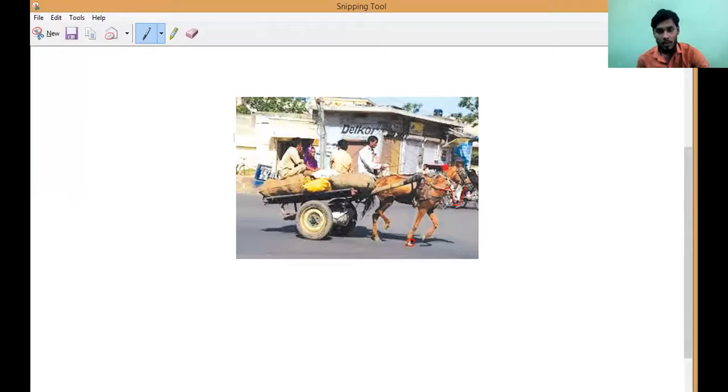So as we know, if it is trying to push the ground in the backward direction, what will happen? The ground will push it in the forward direction. So with its legs, the horse will try to push the ground backward. That backward push we call what? Action. Because of that, the ground will exert a force in the forward direction.